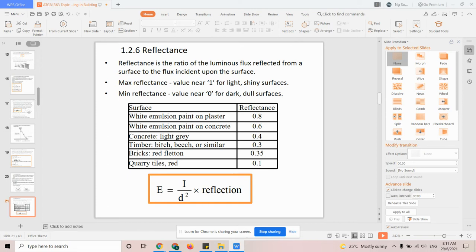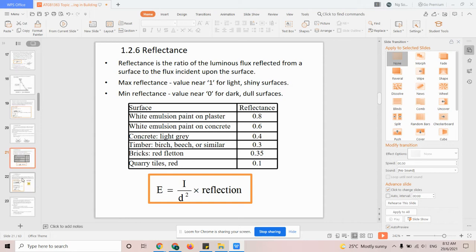Depending on the surface, if the surface has very good reflection, then you'll be near 1, meaning there's no loss in light. But if the surface has very bad reflectance, for example quarry tiles, that means a lot of light strength or energy is lost during the reflection. So if you put this ratio into the formula as 0.1, that means only 10% of the light energy is obtained after reflecting off this surface.